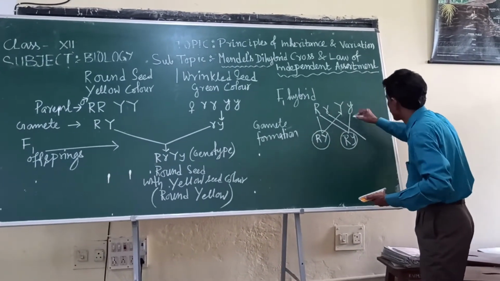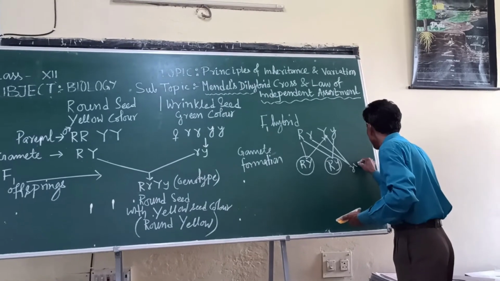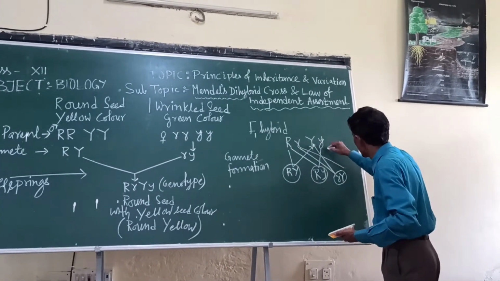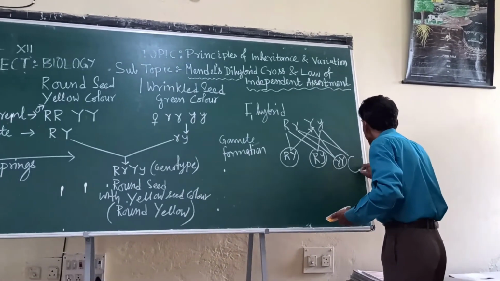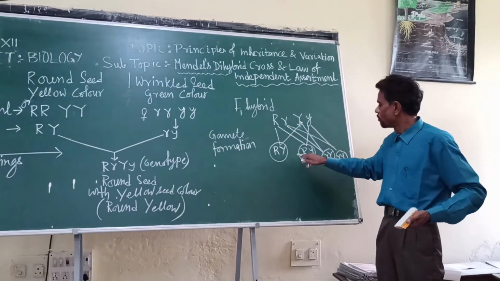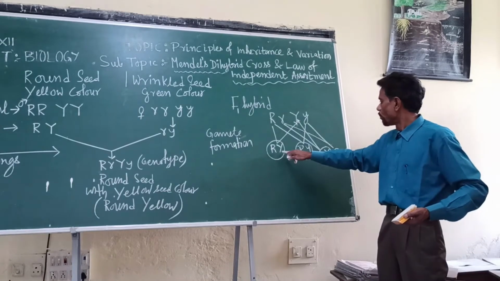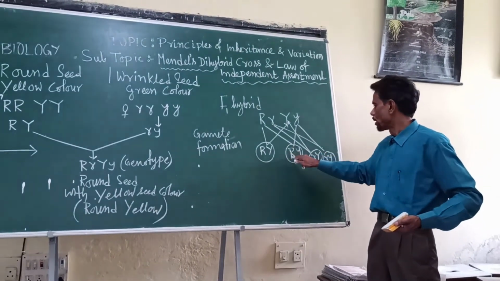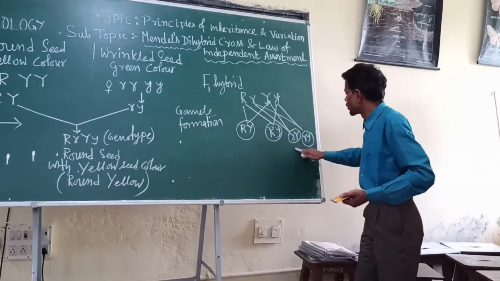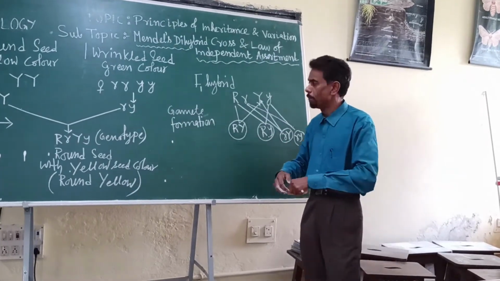This small r can combine with capital Y, so small r, capital Y, another type of gamete. This small r and small y can combine and produce small r, small y type. That means the gametes produced here are of four different types. When the F1 hybrid undergoes gamete production, it forms four different types of gametes: capital R capital Y, capital R small y, small r capital Y, small r small y. These gametes can be male gametes or female gametes. So, when these F1 hybrids are cross-bred, what will be the result?